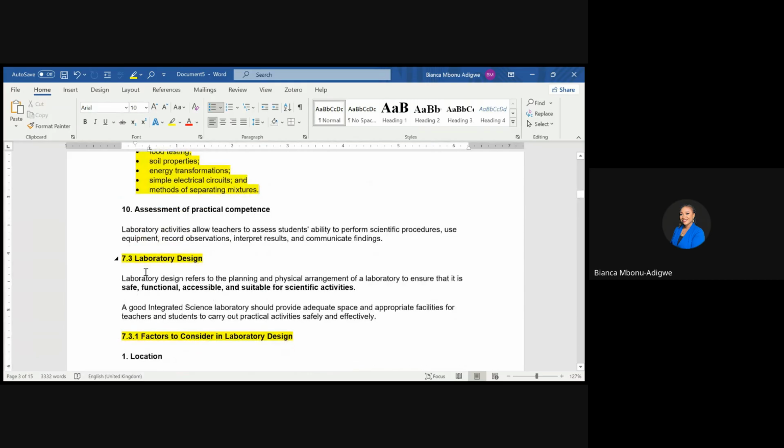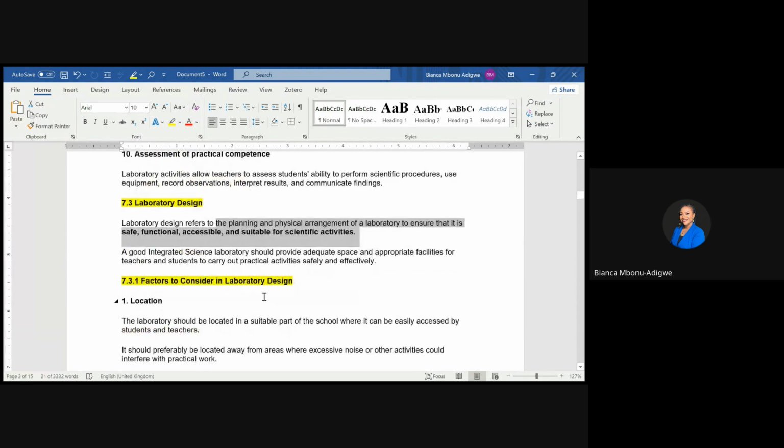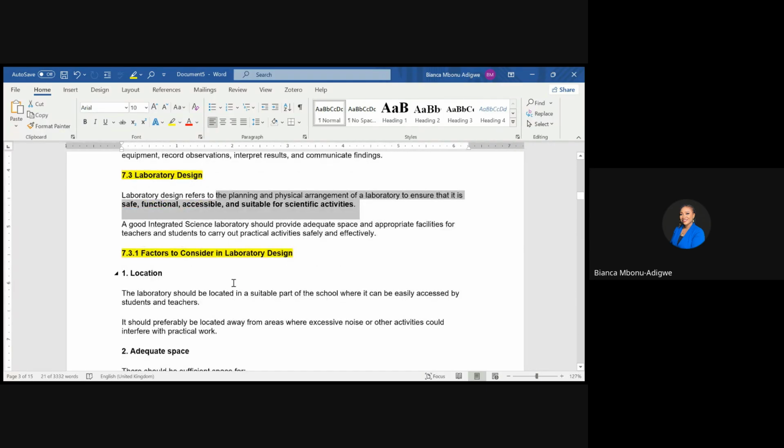We also mentioned the laboratory design, and we said it is the planning and physical arrangement of a lab to ensure that it is safe, it is functional, it is accessible, and suitable for scientific activities. We mentioned some factors to consider in lab design.